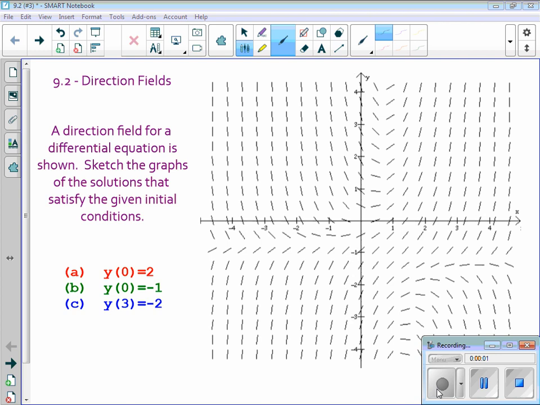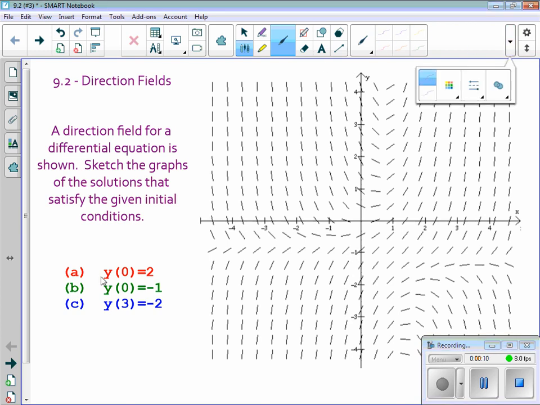Okay, so a direction field for a differential equation is shown. Sketch a graph of the solutions that satisfy the initial conditions. So I'll just do them in the colors that are there. So the red one, we're just starting with our x being 0 and our y is 2. So you just plot a point there. And then you want to follow these slopes.